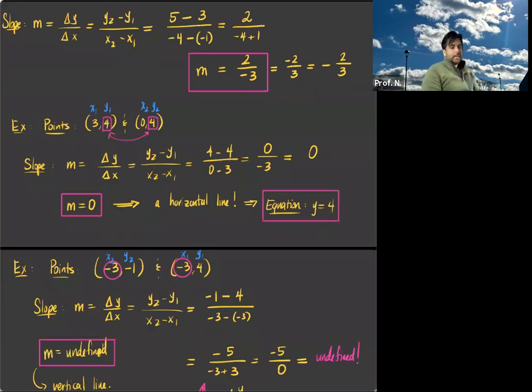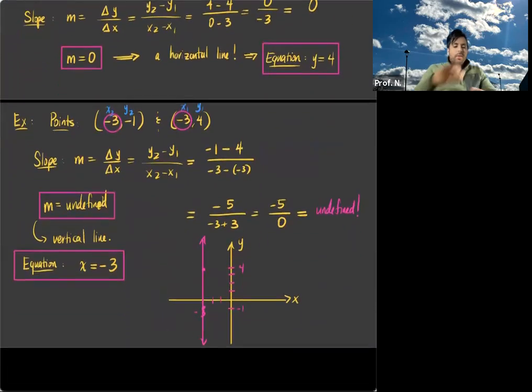So when you have a horizontal line, what's the equation for the line? Just look at the y coordinate. If you have a vertical line and you want to know the equation of that vertical line, what do you look at? Just the x coordinates. That's how simple it is. That's how simple the equation is for vertical lines and for horizontal lines.